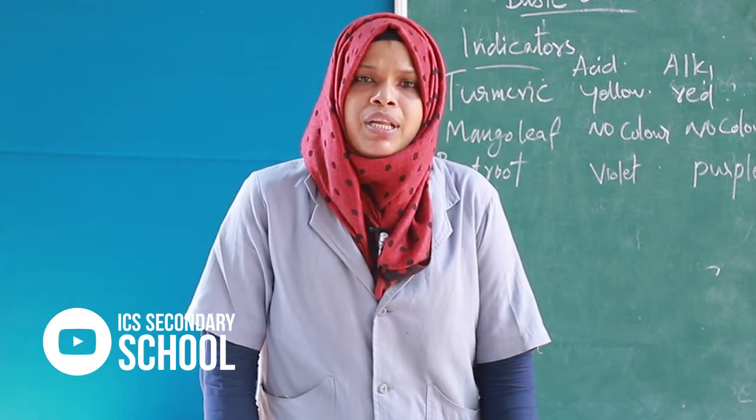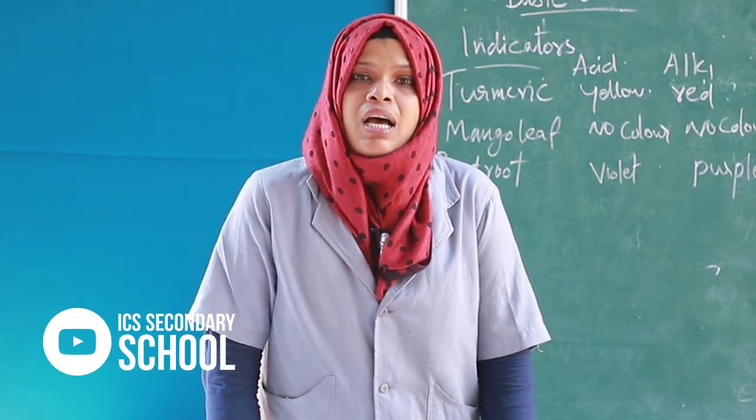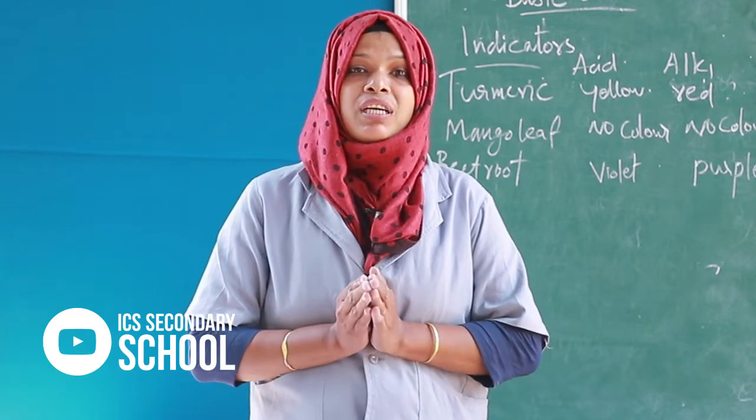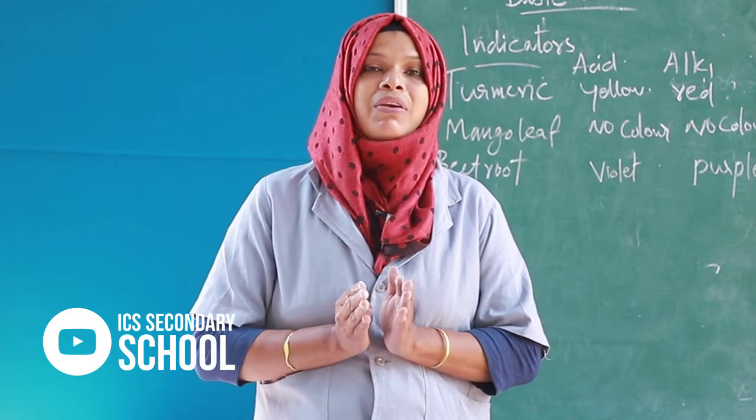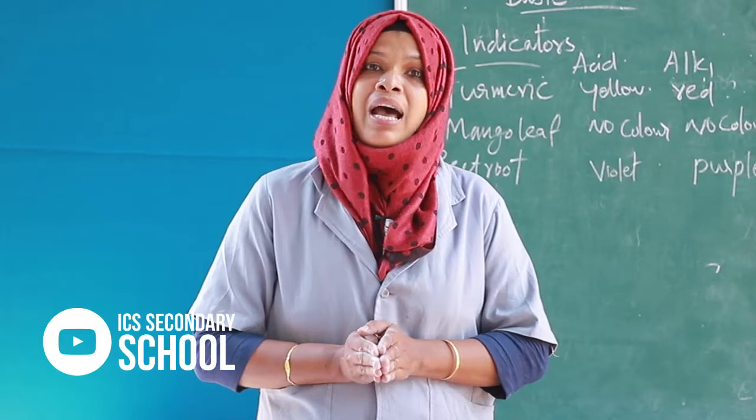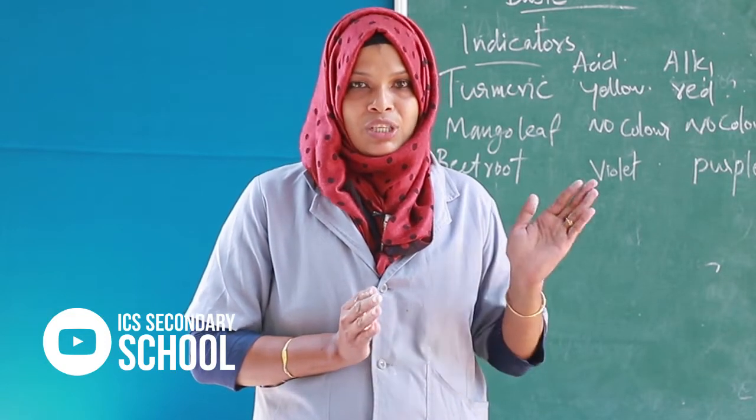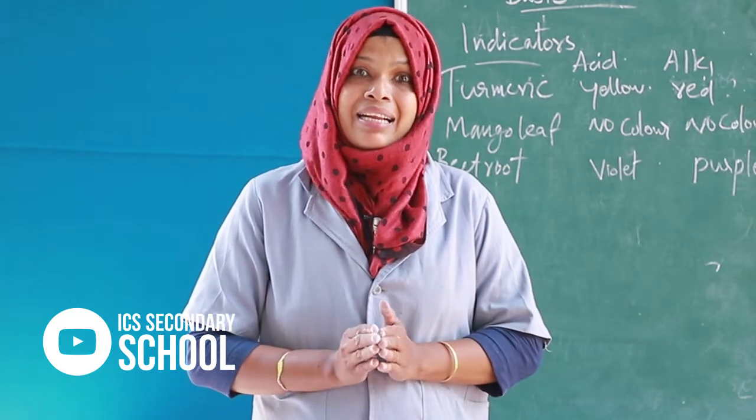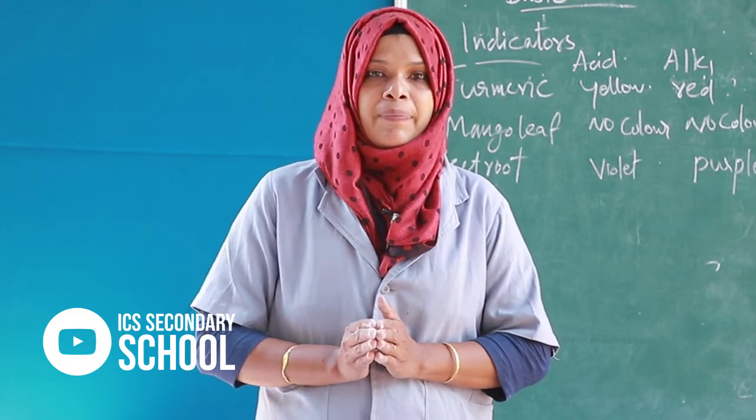And can you tell me the reason when turmeric falls on a dress, when washed with soap, that portion changes into red color? Can you tell me what is the reason? Okay, this is due to the presence of alkali. When turmeric is in alkali, red color is formed. Okay.